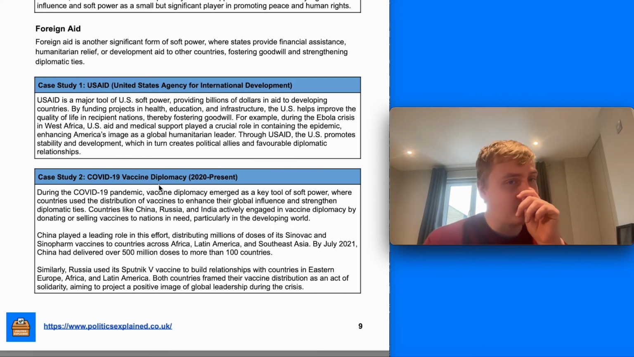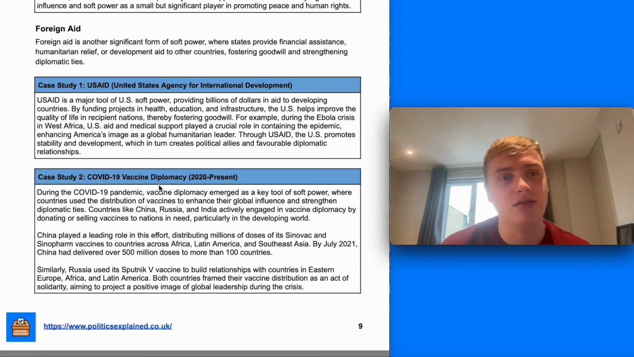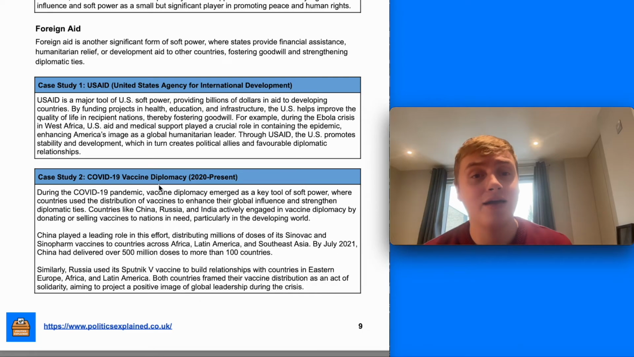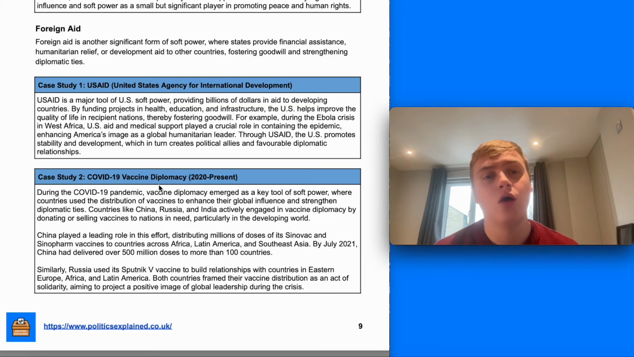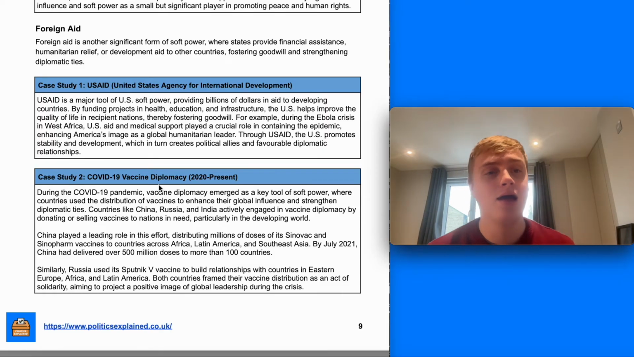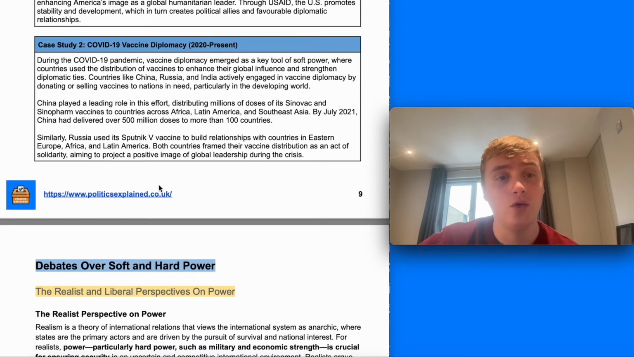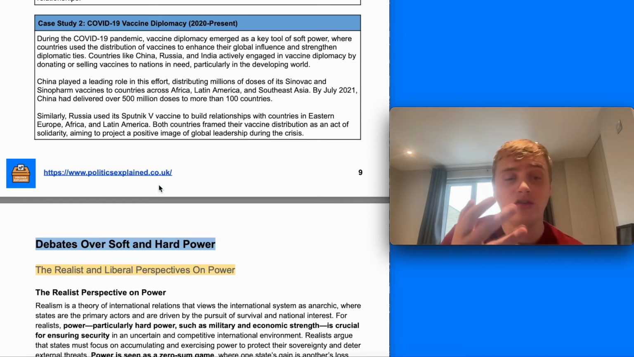A final example of soft power, and this is a bit of a difficult one because it's kind of soft power, kind of hard power, because of course the ability to provide foreign aid is dependent on the size of an economy. But I think it fits better in soft power, in my opinion. And that's where states provide financial assistance, humanitarian relief, or development aid to other countries to foster goodwill and strengthen diplomatic ties. So you can look at classic US international development policies, where they might be able to exert influence over a country because they're providing them with aid and theoretically supporting the government. Or you can look at more ones linked to events.